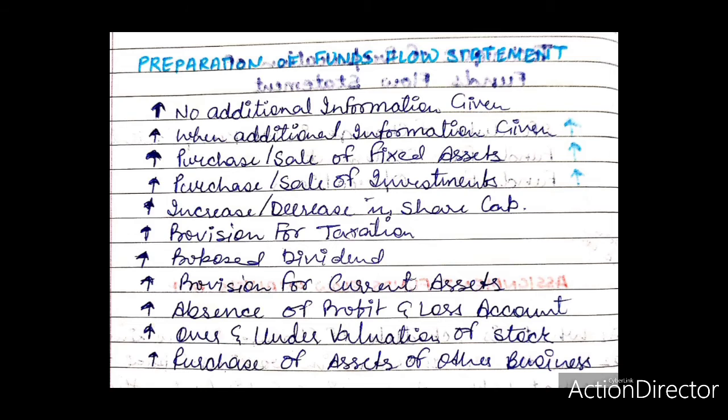In this case, it will not appear in the statement of changes in working capital, and the amount of tax paid will be shown as an application or use of funds in the funds flow statement. The amount of provision for taxation charged to the profit and loss account during the year is added back to net profit for the year while calculating funds from operations.